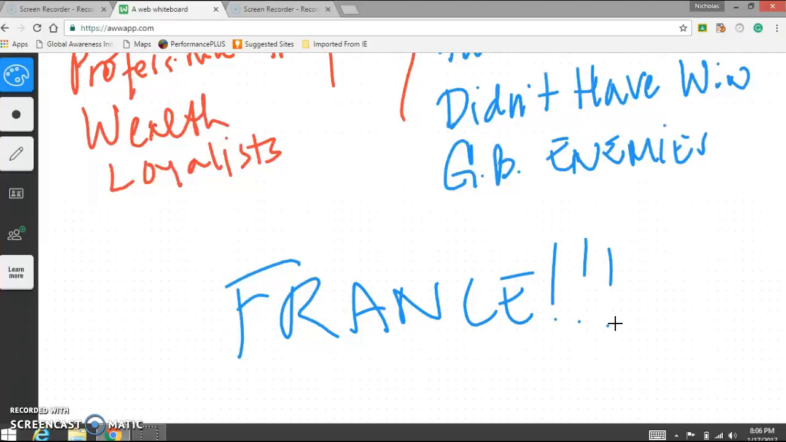The colonies were able to sign an alliance with the French thanks to Benjamin Franklin, and they sent a lot of financial aid to the colonies, about $2 million. They sent 10,000 soldiers. They sent a navy towards the end of the war, and it made a difference in the war. So without the help of France, the United States doesn't really win the American Revolution.